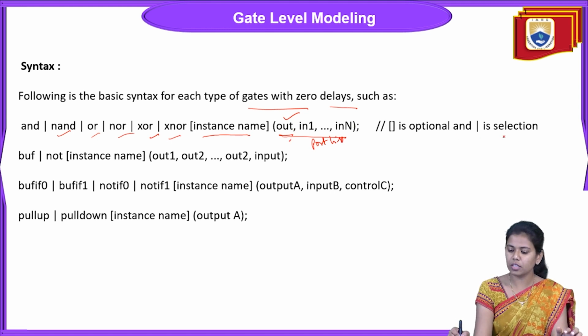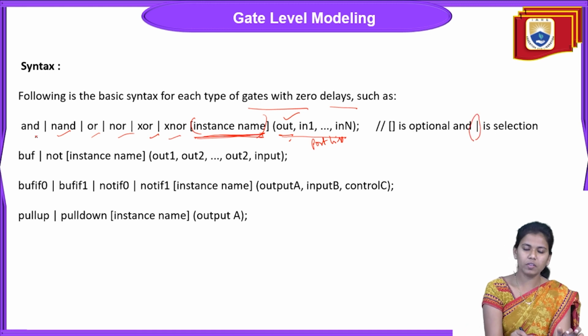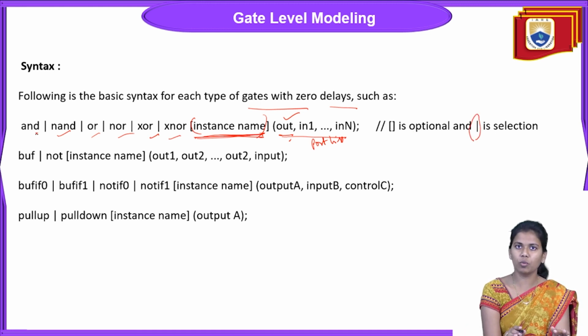Then the instance name is optional. It's based on us: whatever gate we are considering, this instance name is optional and is selected by us, whichever gate you are comfortable using.